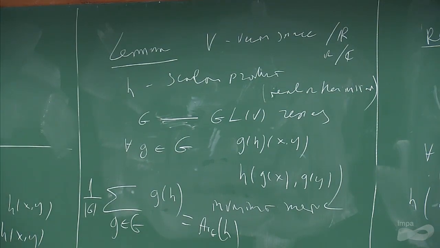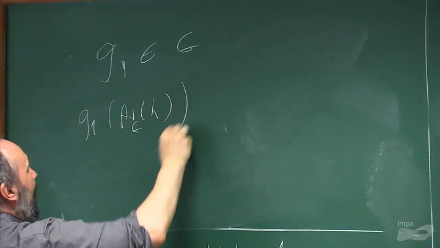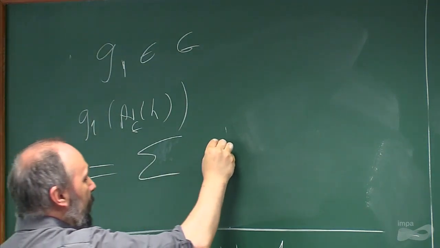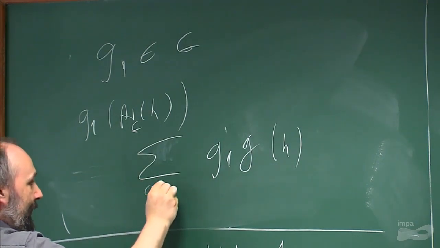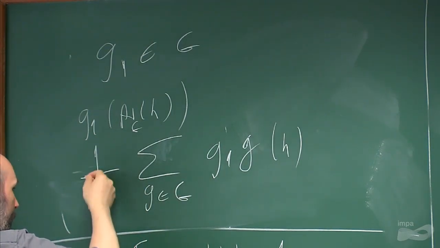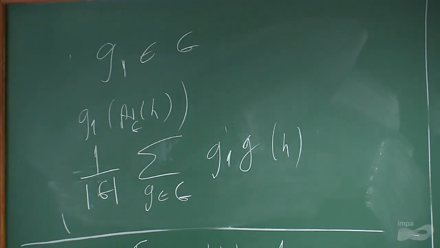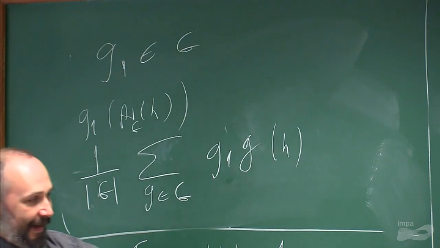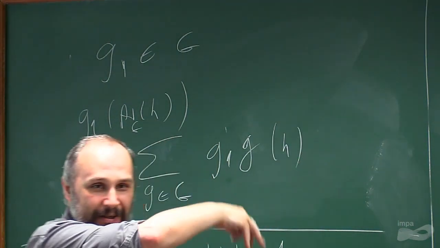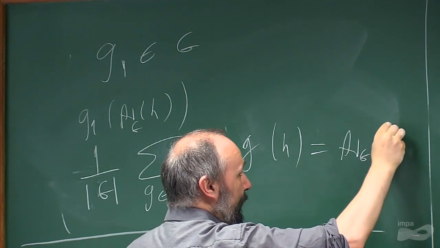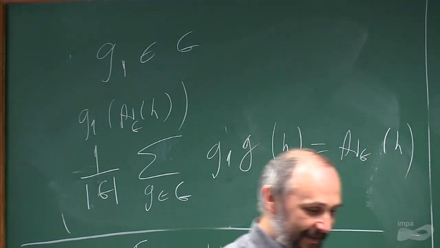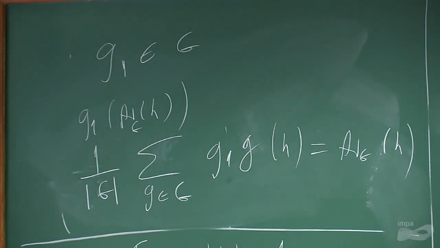And then you take g1 of the average of h over G, and this will give you the sum of g1 g of h. Here I have again g inside the group G, and here I have 1 over the cardinality of G. Good. This is the same set as this. You just interchange some summands, but the sum is the same. So this is the same as the average over G of h. This is the key observation, and this is why you need characteristic 0, in fact, because otherwise this won't work.